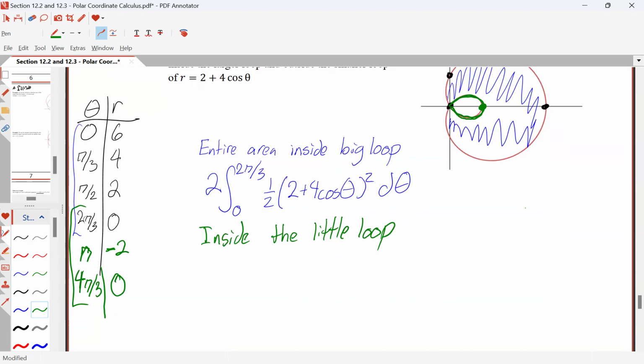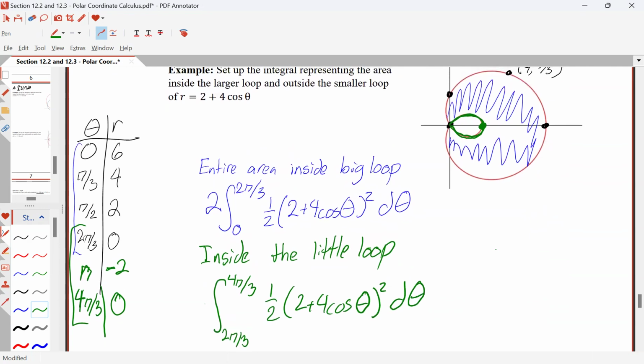So finding the area inside the little loop would be the integral from 2 pi over 3 to 4 pi over 3 of 1/2 (2 plus 4 cosine theta) squared d theta. So that gives us the inside of the big loop, and we also have inside the small loop. If we want to get rid of the small loop, we subtract it.